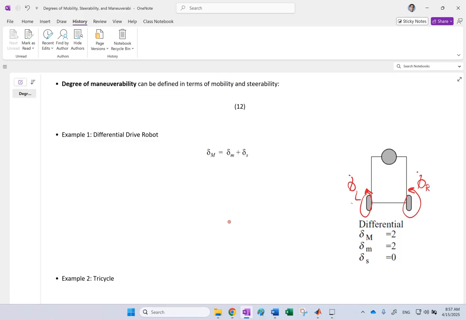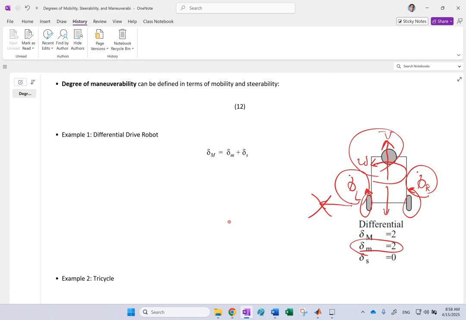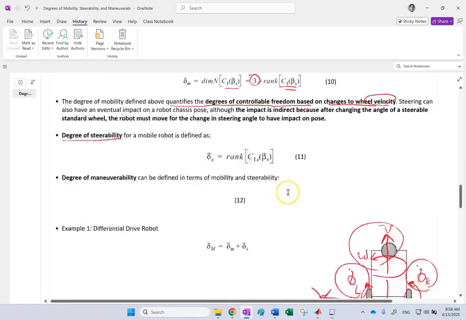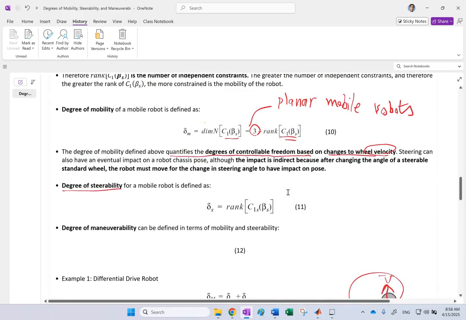In this case, if I pick them both to be equal, they can go forward or backward. If I pick them to be equal and opposite, I can have pure rotation. And if they are not equal, I can have a combination, but I can never have a sideways motion. So I have 2 motions, some v and some omega or theta dots. And these are defining my degrees of mobility, which are achievable by changing the velocities of the wheels. These are the kind of degrees of freedom that are achievable through those.